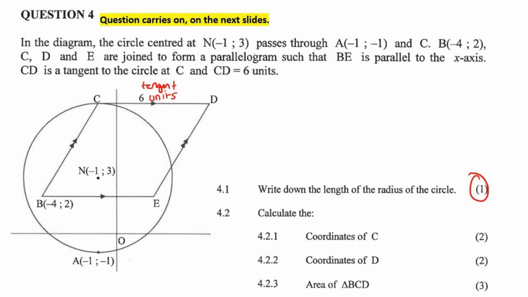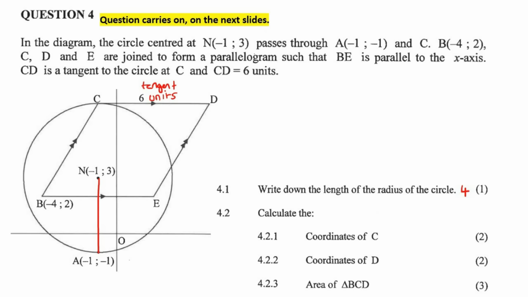Okay, so for 1 mark, some people are thinking distance formula. You could use the distance formula if you wanted to, and you could do it between N and A, but can you see that it's completely vertical? Because look at the x values. They stay the same. So you don't have to use the distance formula, but if you did, it would still work out. But we can just look by inspection. To go from 3 to -1, what is the distance? It's 4. So the radius of the circle is 4. Let's just remember that for later.